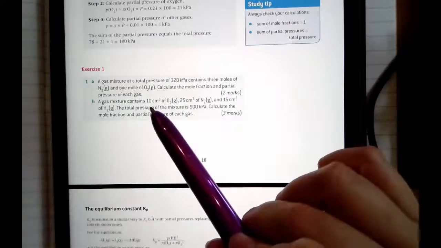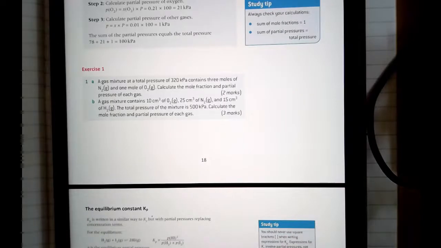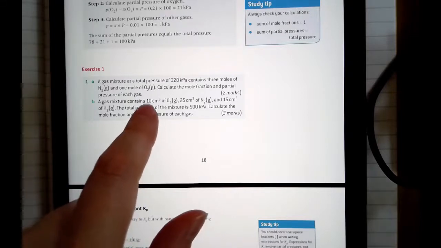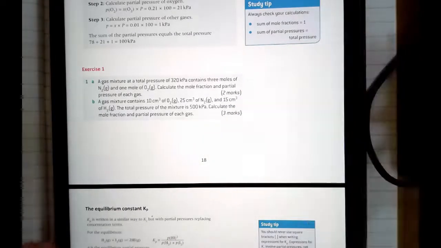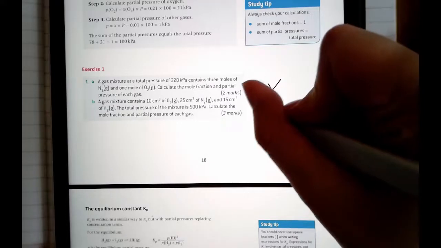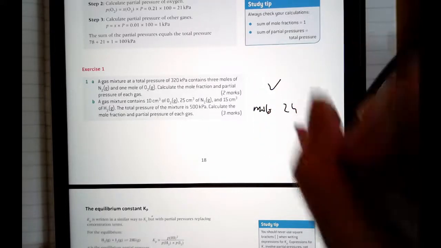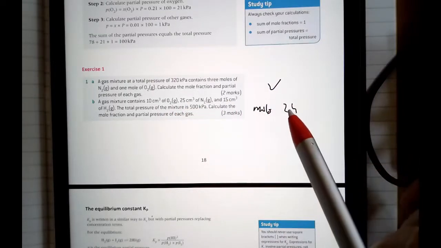It says I've got 10 centimeters cubed of O2, 25 of N2, and 15 of H2. So this time they've given you volumes. We need to know moles, okay? But if I wanted to go from a volume to moles, the little triangle I would be using, it'd be this one here where I've got volume at the top, moles here, and molar volume, which is the number 24. So if I took each of these volumes and divided by 24, I would find moles.